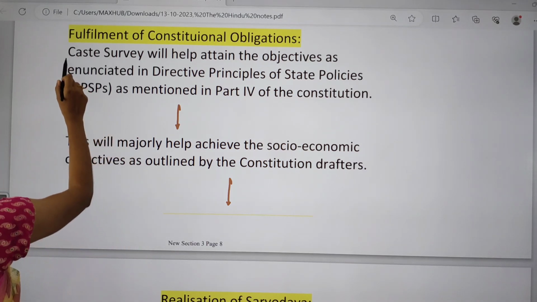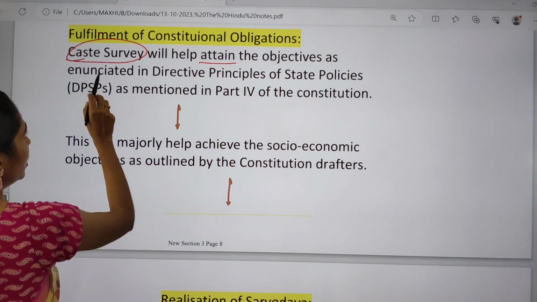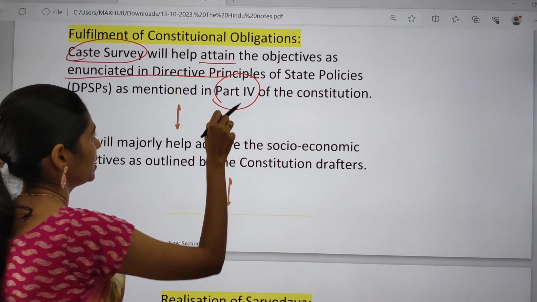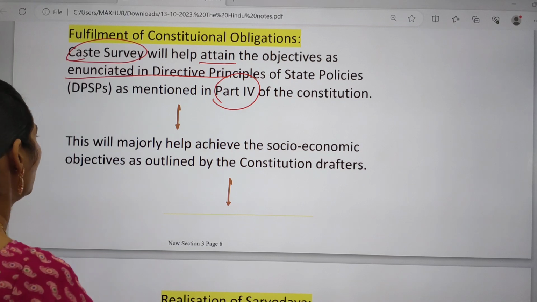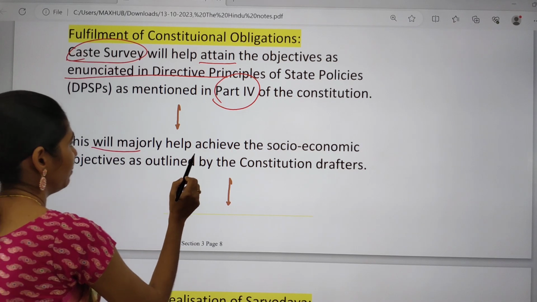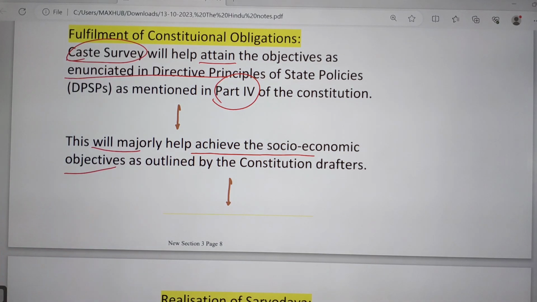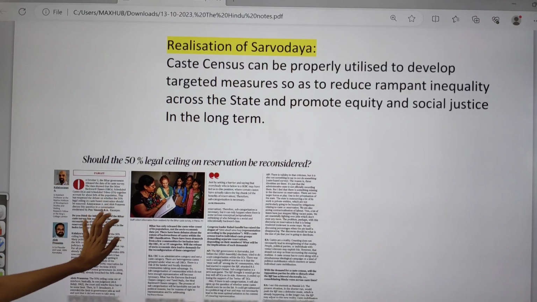Like for example, caste survey will help to attain objectives which are present in our DPSP, that is Directive Principles of State Policy, which are present in Part 4 of our Indian Constitution, and this will majorly help to achieve socio-economic objectives as well. Okay, and it is even very helpful for realization of Sarvodaya.